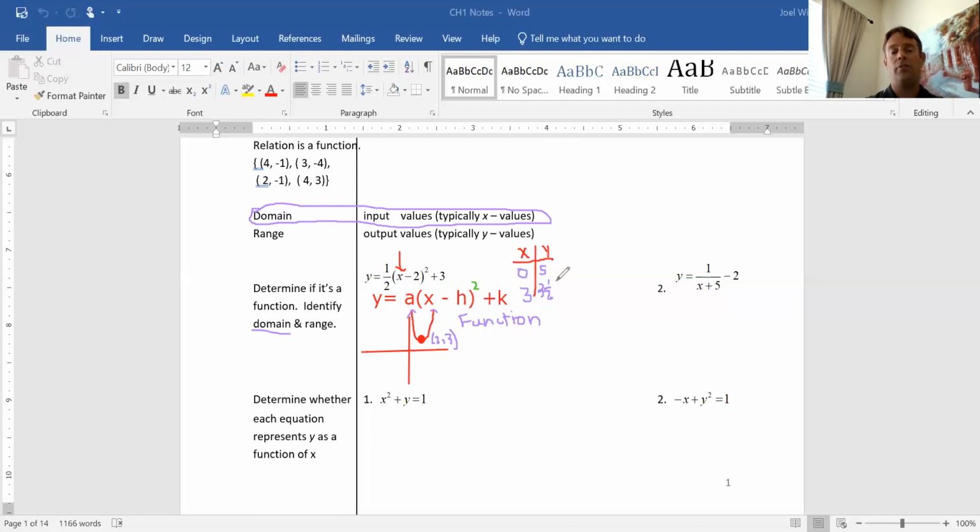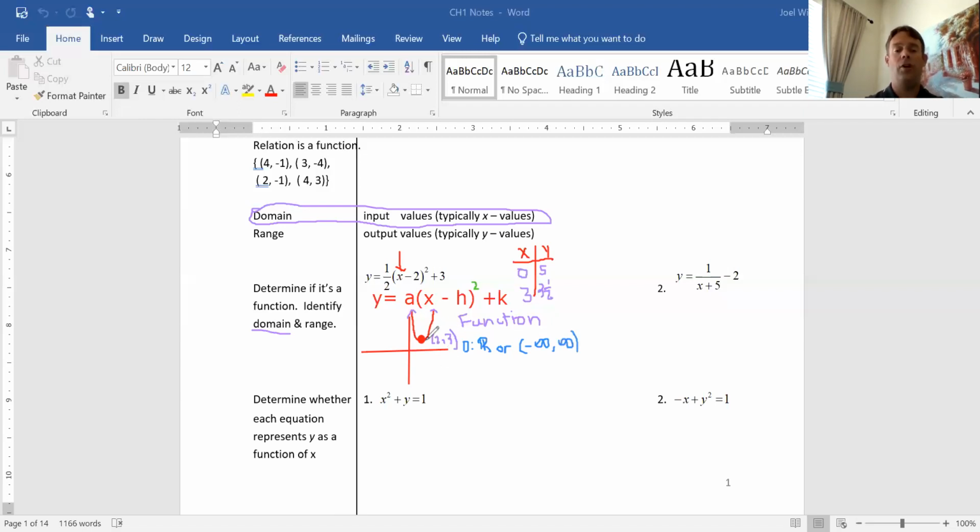So we'd say then that the domain is all real numbers. Or if we wanted to use our set notation we learned in integrated 3, we could say it's parentheses negative infinity to positive infinity.